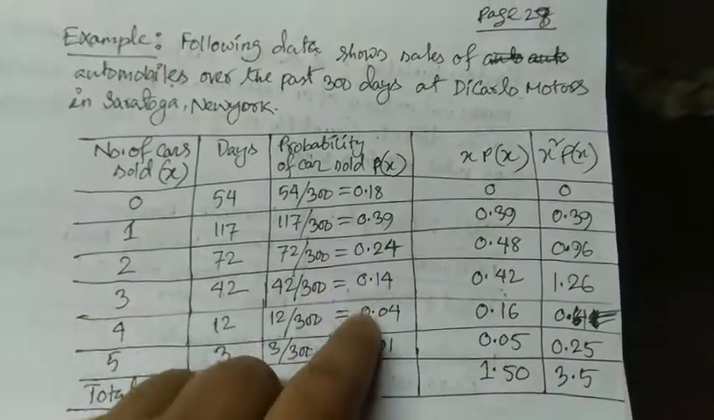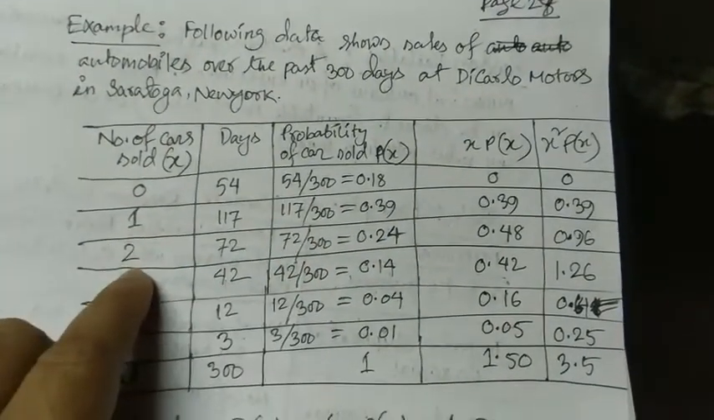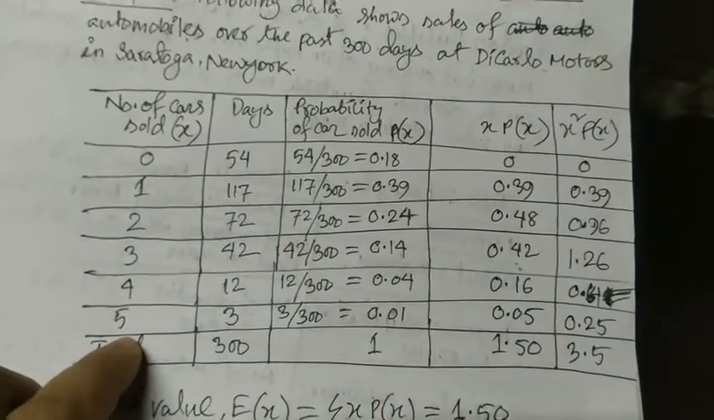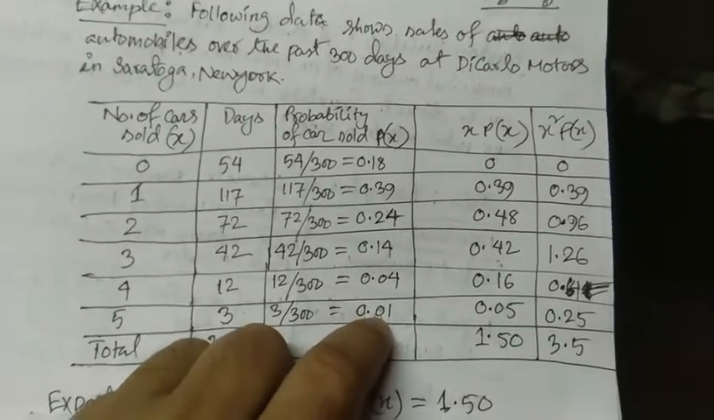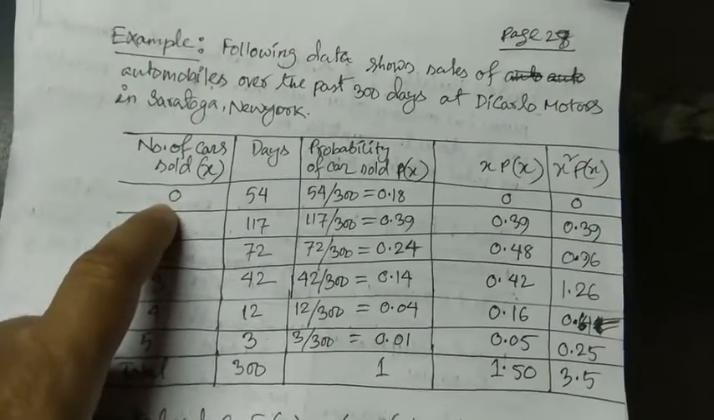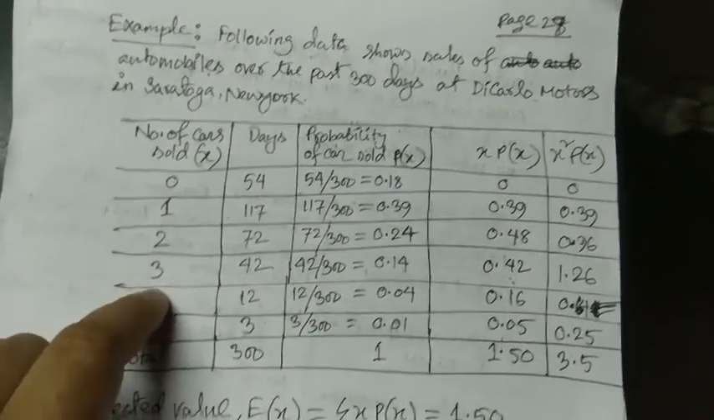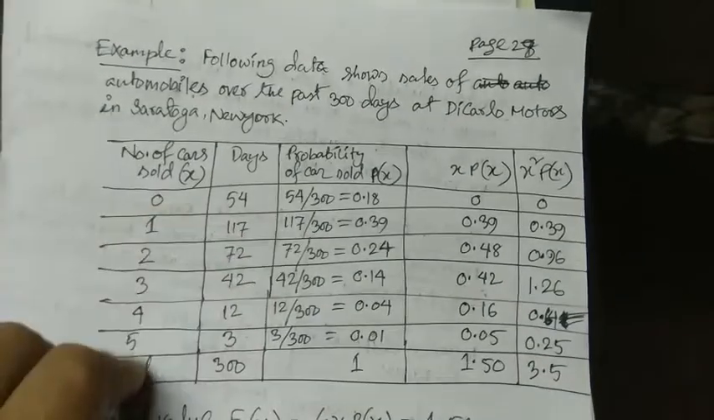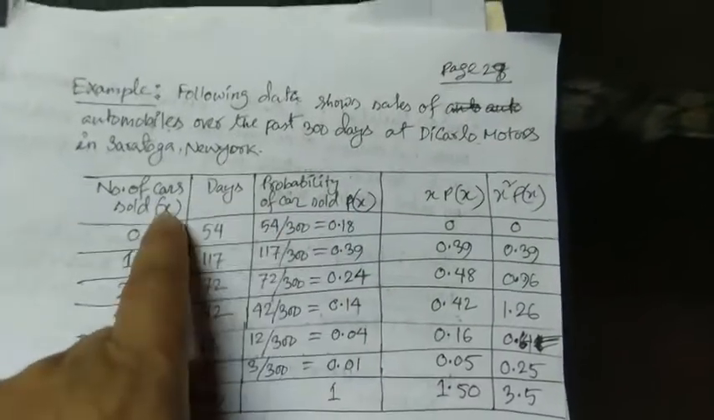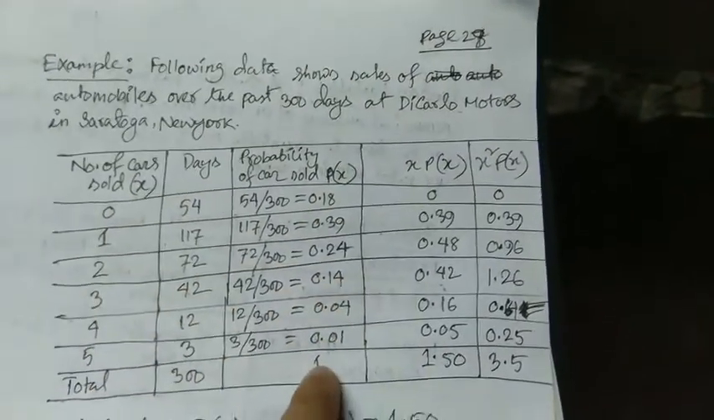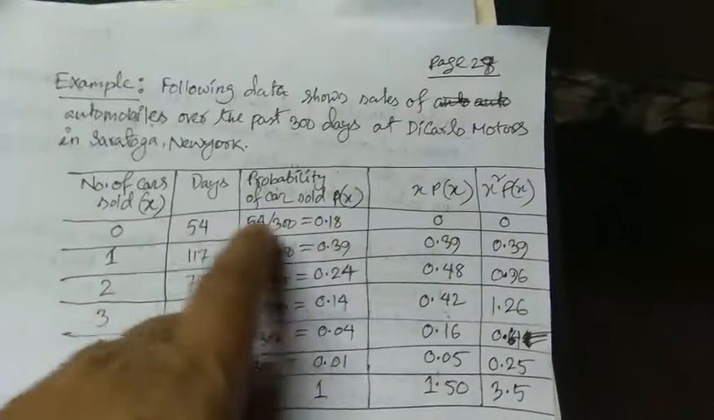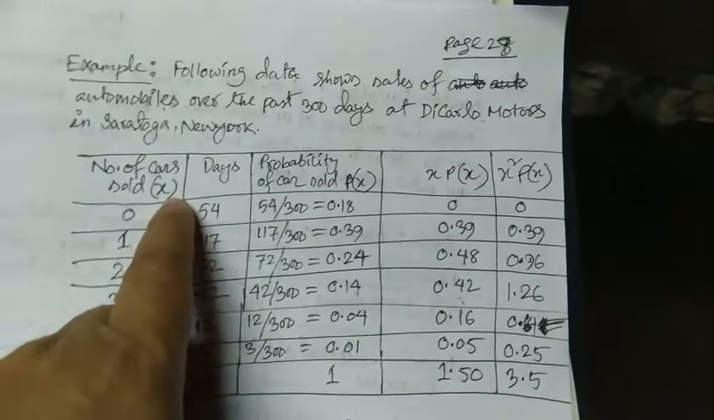That means the probability of selling 1 car, 2 cars, 3 cars, 4 cars, and 5 cars per day, you can calculate. So these are the outcomes: 0 cars, 1 car, 2 cars, 3 cars, 4 cars, 5 cars. We call it variable X. And this variable X comes with probability also, right? Since this variable comes with probability, we will call this variable a random variable.